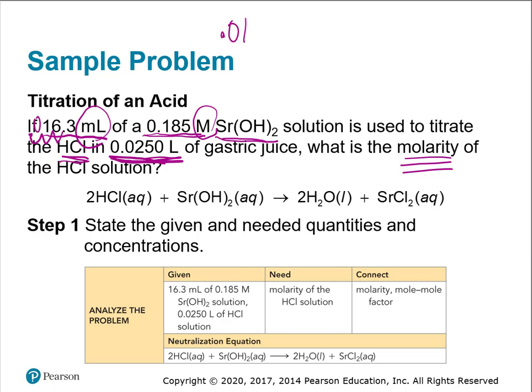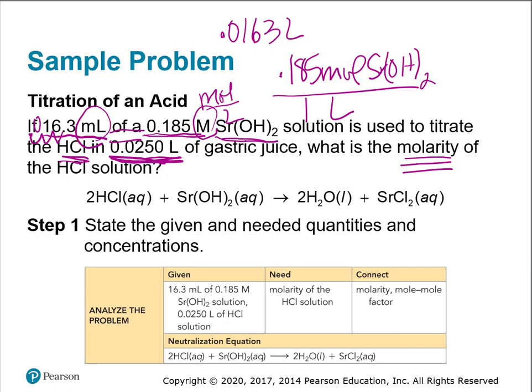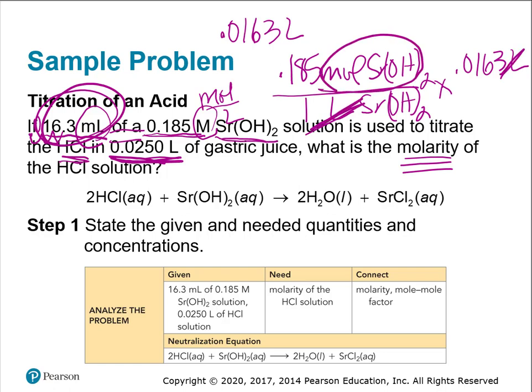So we have 0.0163 liters of a 0.185 molar. And remember, that's moles per liter. Check this out. If I have 0.185 moles of strontium hydroxide per liter of strontium hydroxide, and I multiply it by that volume that we used, the 0.0163 liters, notice that liters and liters will cancel out, leaving me with moles of strontium hydroxide. That's our first starting point. My calculator gave me 0.00300155. That's how many moles of strontium hydroxide was needed to neutralize it.